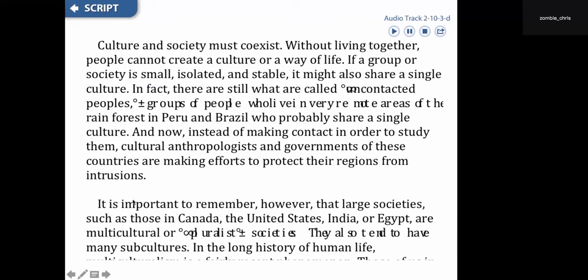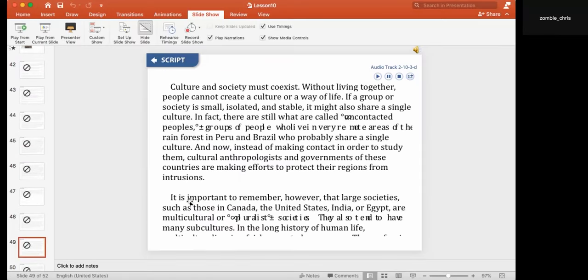Right. It's important to remember, however, that large societies such as those in Canada and the United States are multicultural or pluralist societies. So that was where I was missing. I must have been blanking a little bit there. I don't know why the text is messed up there. So I've got that. It is important to remember, however, that large societies... There it is, right at the start. Tricked even me, so don't feel bad if you missed it.